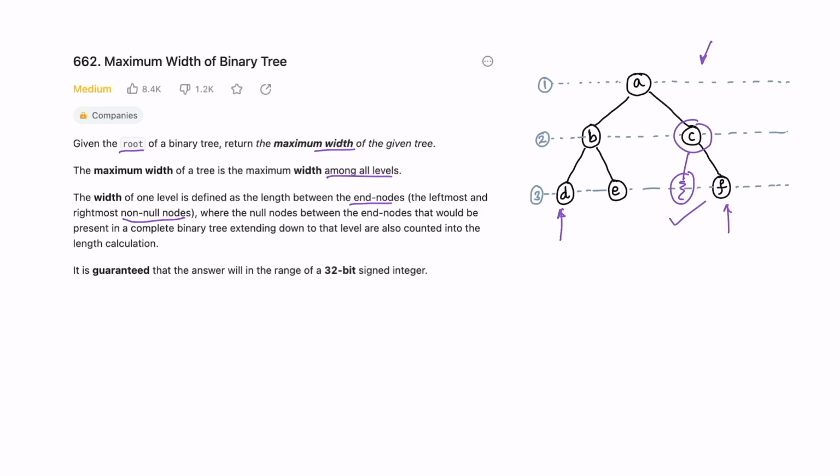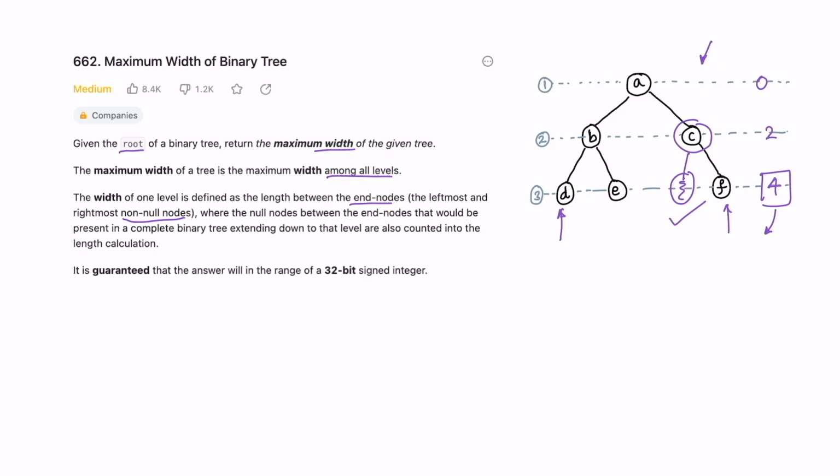So the width at each level for this tree is, at level 1, width is 0 because there is only one node. We need at least two nodes to calculate the width. For level 2, there are two nodes, so the width is 2. For level 3, there are three nodes, but there is a missing node as well, so the total width of level 3 is 4. And we need to return the maximum width among all the levels, which is 4 from level 3. So we return 4.